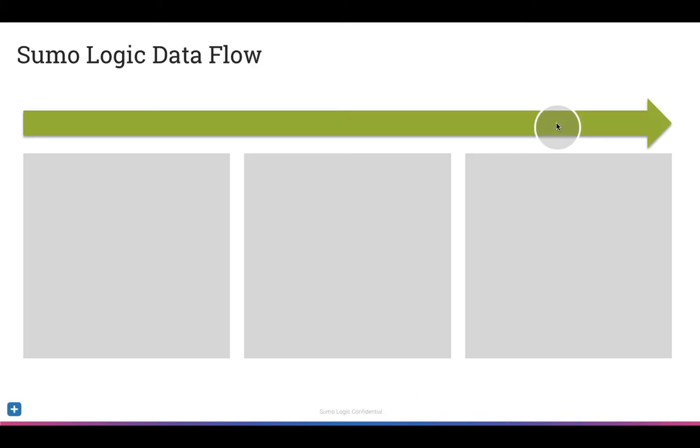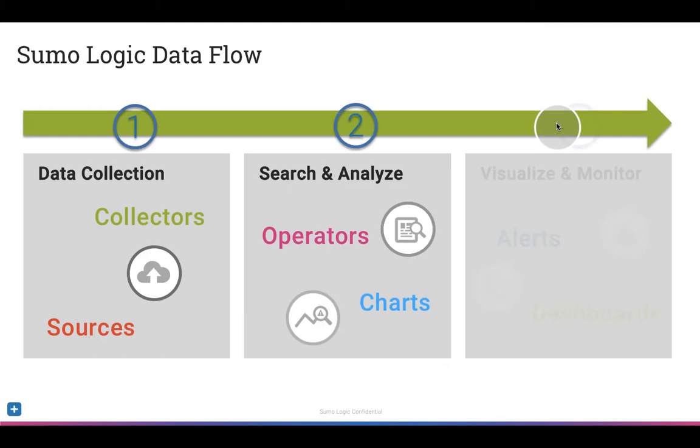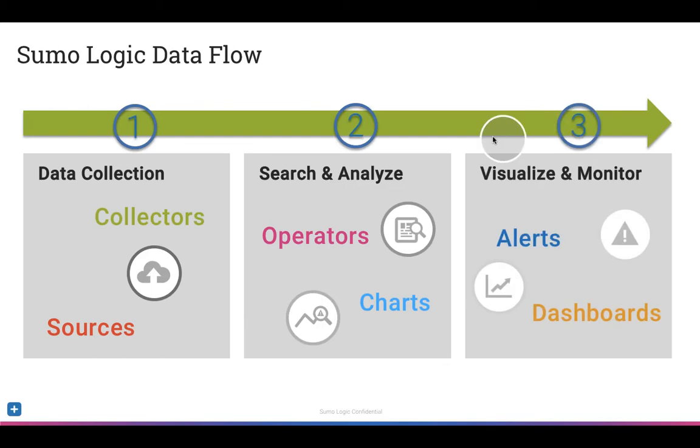All right. So 30,000 foot view to make sure that we're all on the same page. Sumo Logic is broken into three high-level areas. Your data collection, which is done through your collectors and sources. In the middle, once your data is in Sumo Logic, we talk about searching and analyzing. So we have a host of operators and charts to allow you to start making sense of your data and turn it into information.